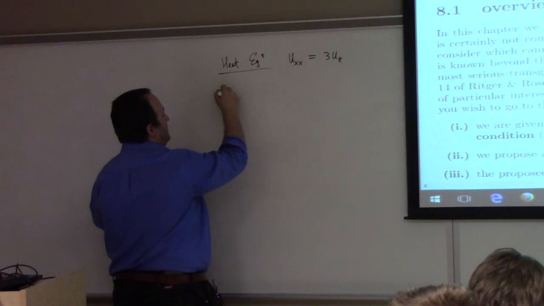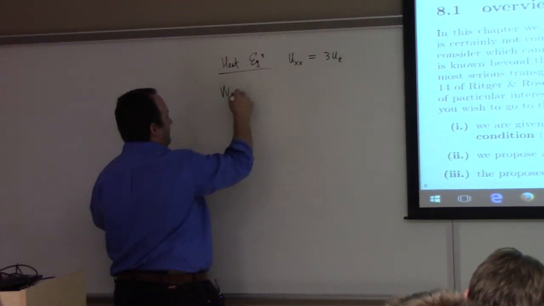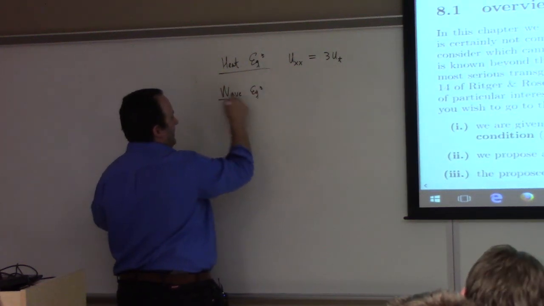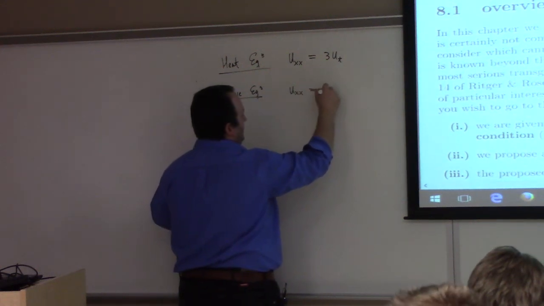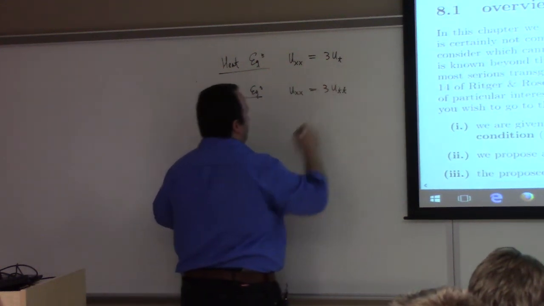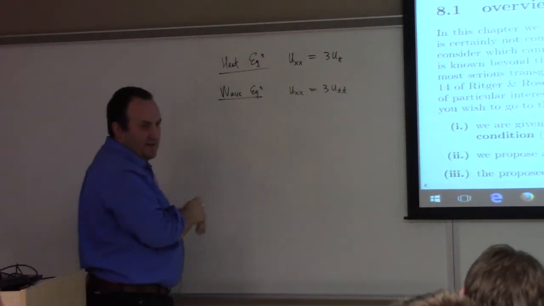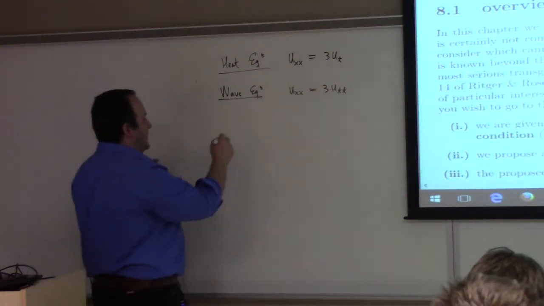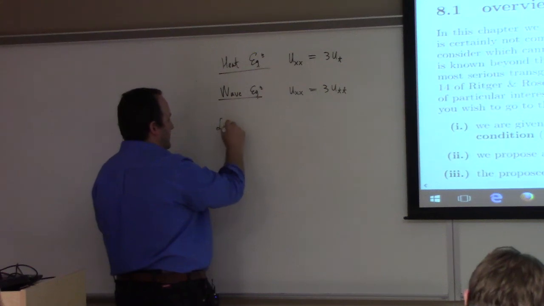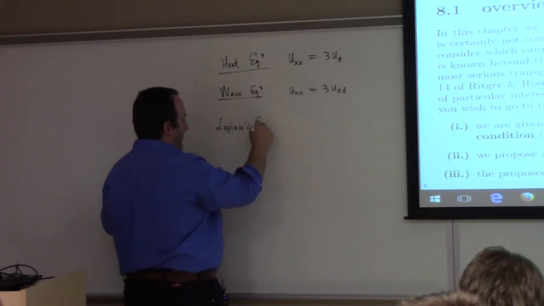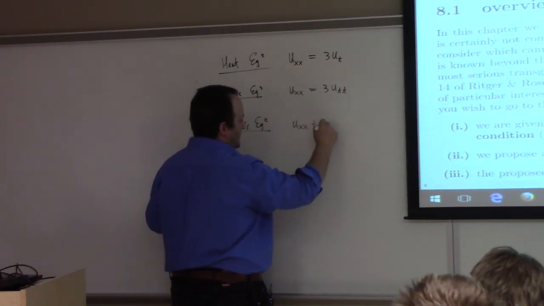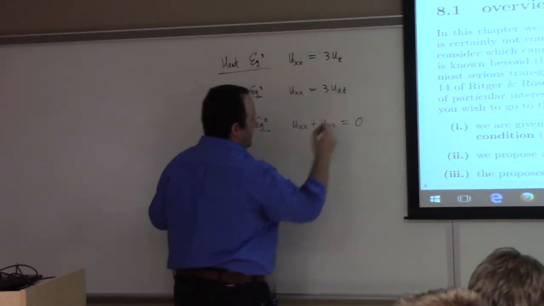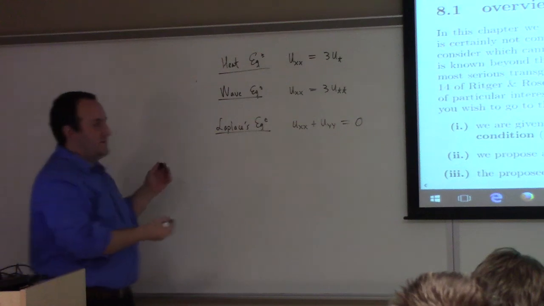We'll learn how to solve the wave equation. The wave equation is something like uxx equals 3utt. These are just specific examples, all right? And then we'll also learn how to solve Laplace's equation. Laplace's equation is uxx plus uyy equals 0. So these are partial differential equations.